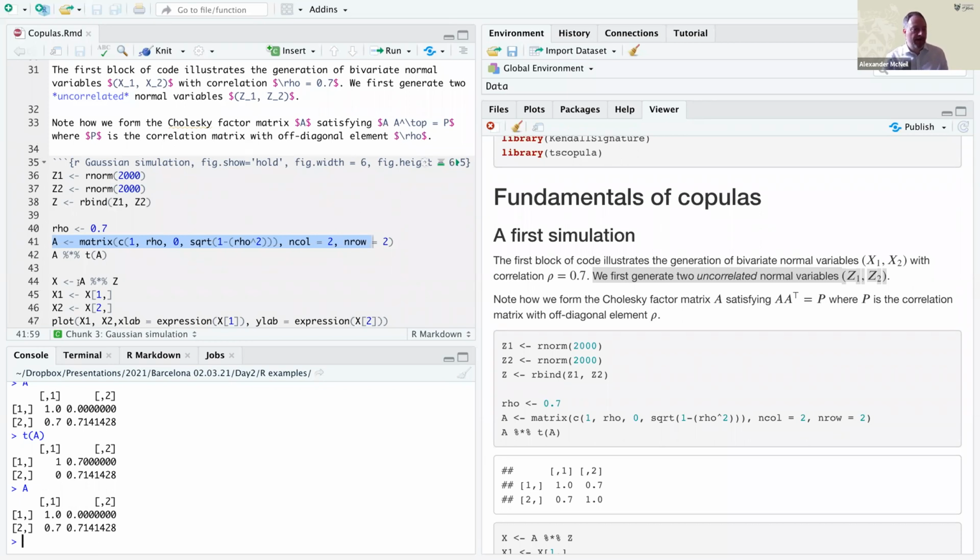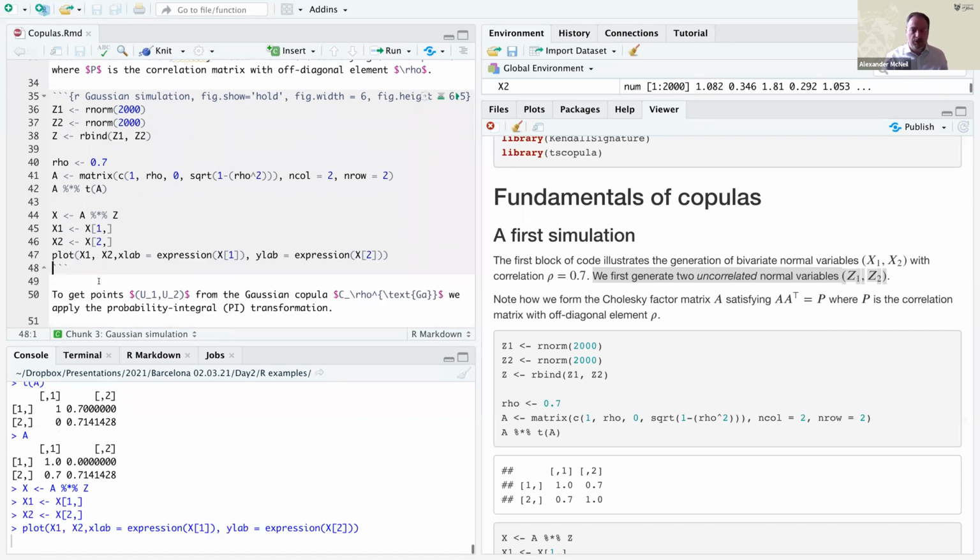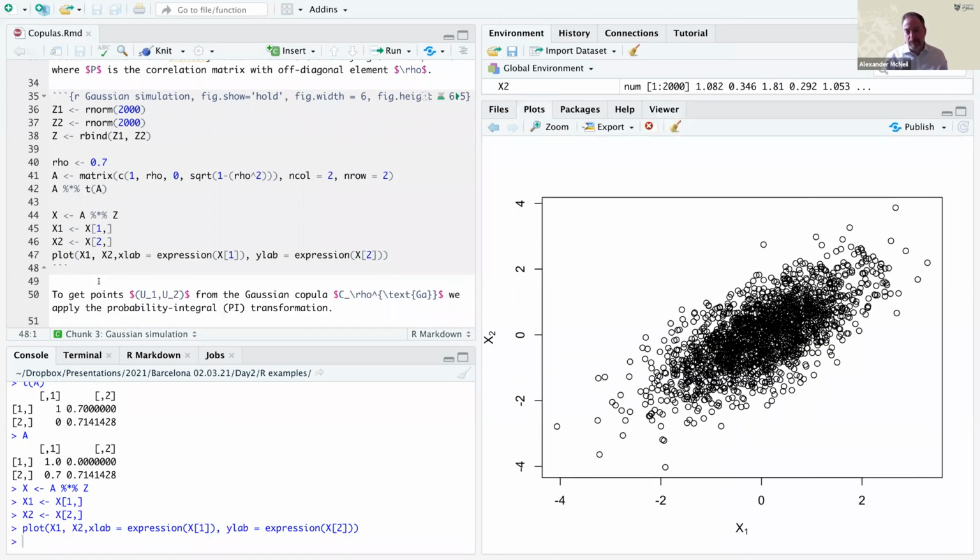And so if I take A and I multiply it into Z, you might wonder, what are these percentages and stars? In R, if you're new to R, when you multiply matrices, you have to wrap the operator in percentages so that R knows to use matrix multiplication. And then I get x1, x2. So then I get the bivariate normal distribution. So x1 and x2 have a bivariate normal distribution.